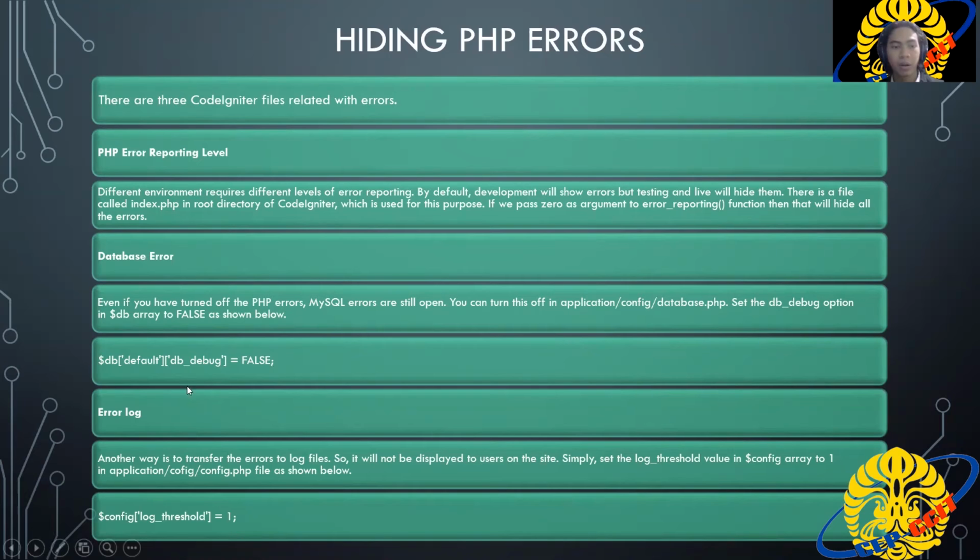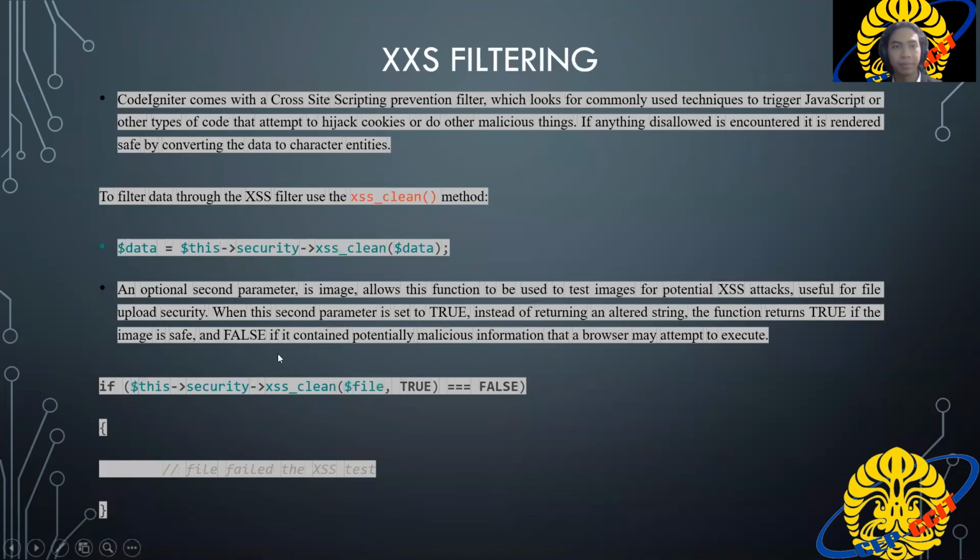The third one is error log. Another way is to transfer the errors to log files, so they will not be displayed to users on the site. Simply set the log_threshold value in the config array to 1 in the application/config/config.php file as shown below. So instead of showing errors, it will send all that data to the log files. This means that yes, the error is still there, but we are hiding it by using the log files. So here is the example: $config['log_threshold'] = 1.